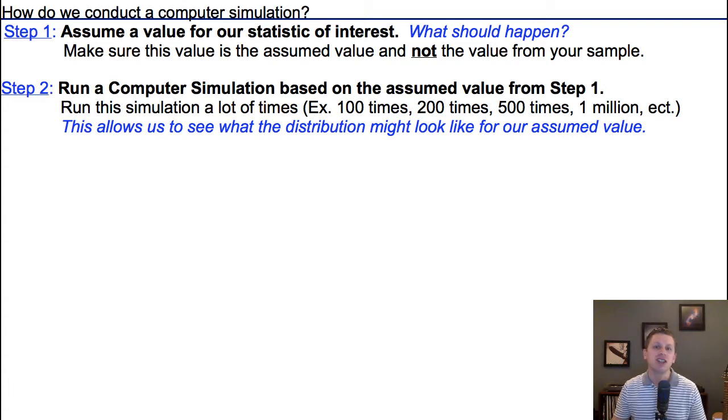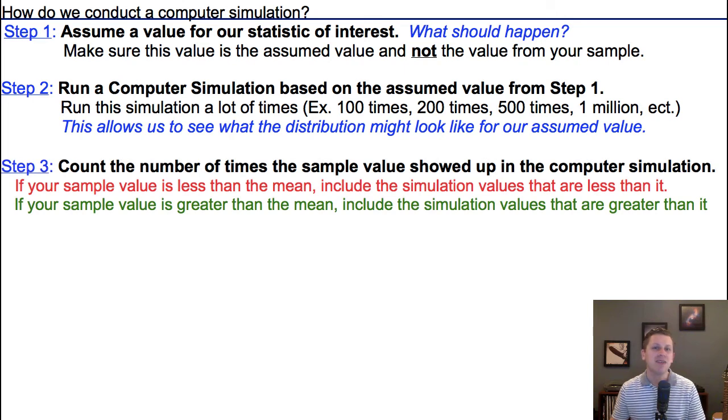We run a simulation a lot. We want to do it 100 times, 200 times, 500 times, even 1,000,000 times to see what could happen with our assumed value. Because it's likely that we can only conduct this survey 1 time or 2 times, we let the computer run it 100 times or 200 times so we have an idea of what might happen.